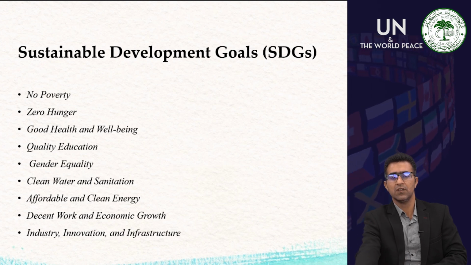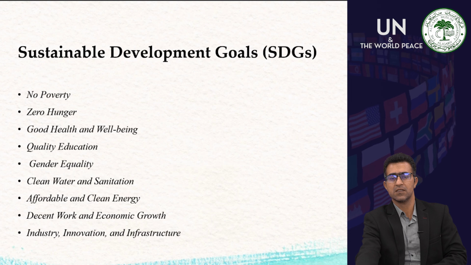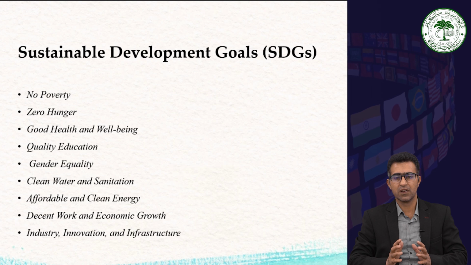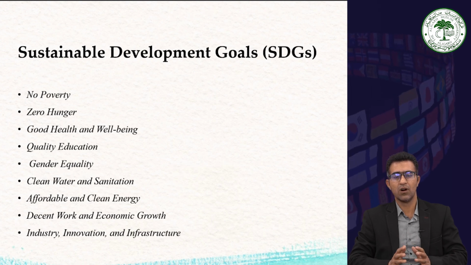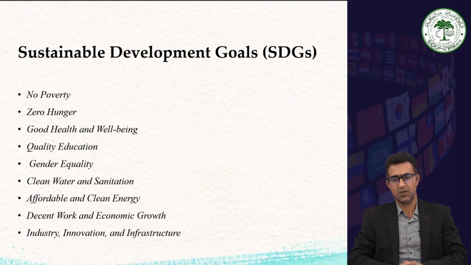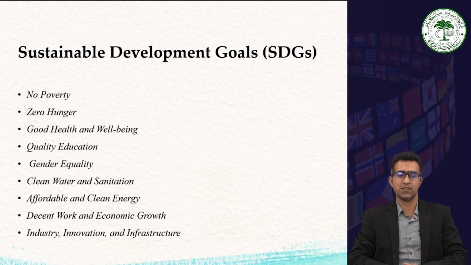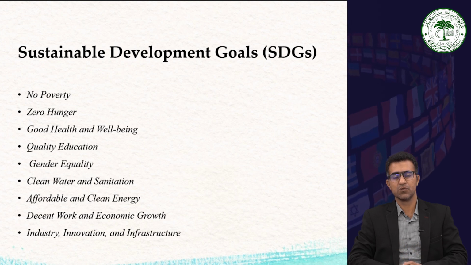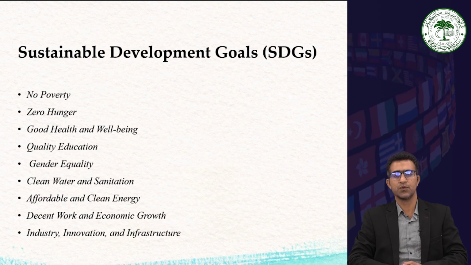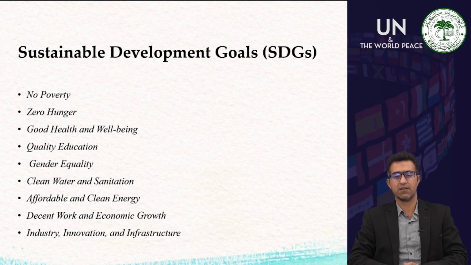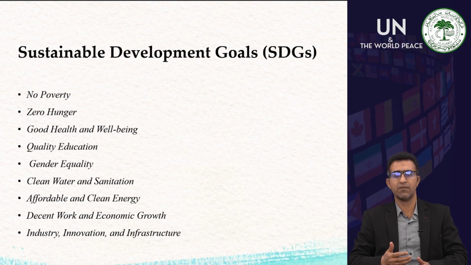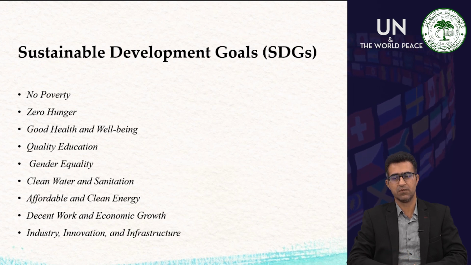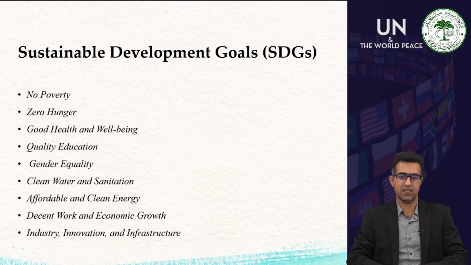The fourth goal of sustainable development is quality education, which means to ensure inclusive and equitable quality education and promote lifelong learning opportunities for all. So, the main target of the fourth objective is to ensure access to free, equitable, and quality primary and secondary education, increase the number of youth and adults with relevant skills for employment and entrepreneurship, and eliminate gender disparities in education.